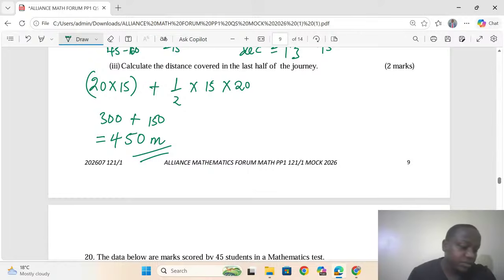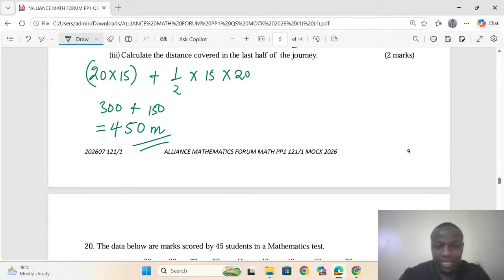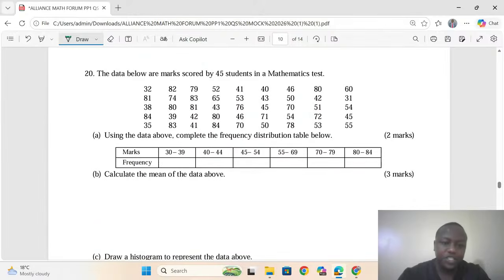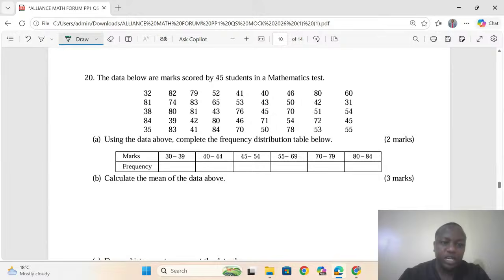450 meters. That is the last half of the journey. Then now we can check number 20.